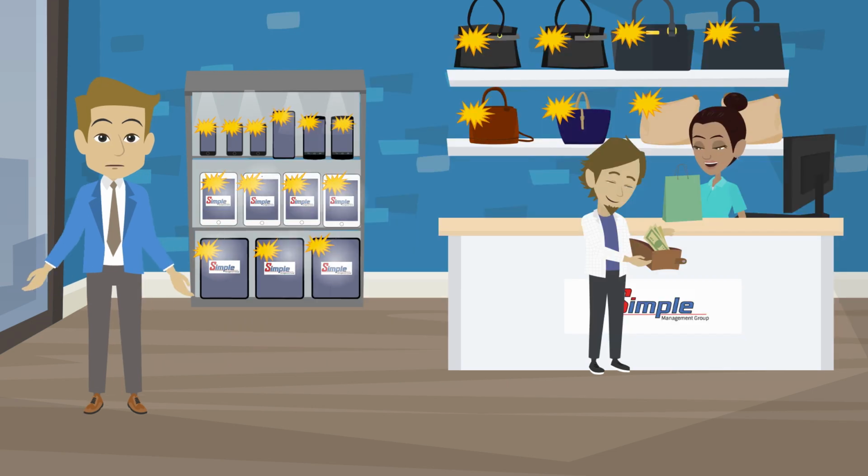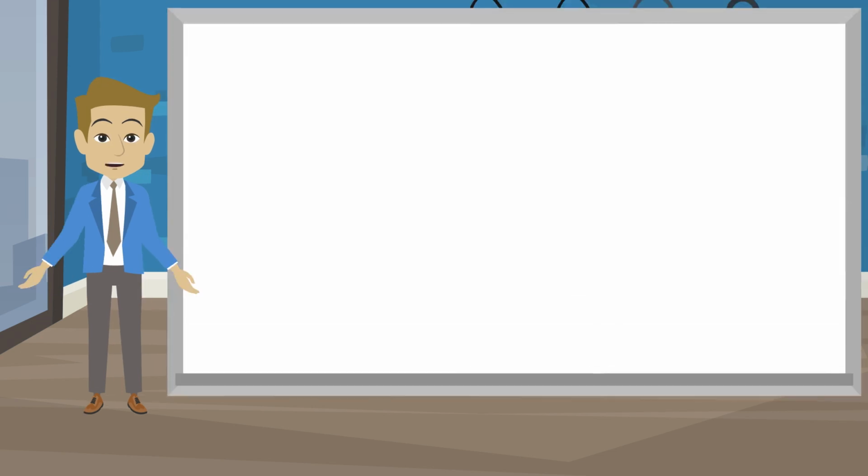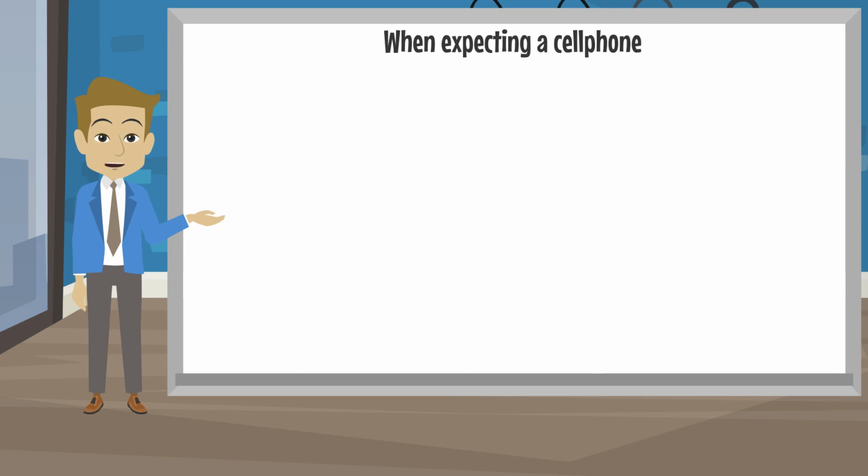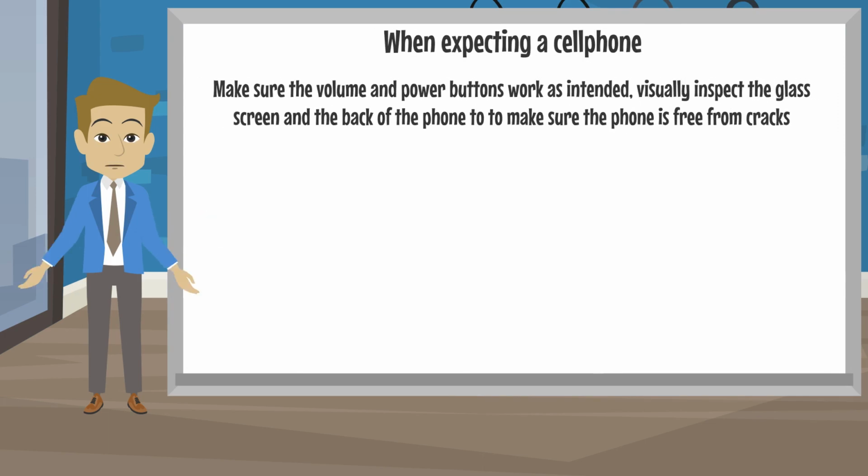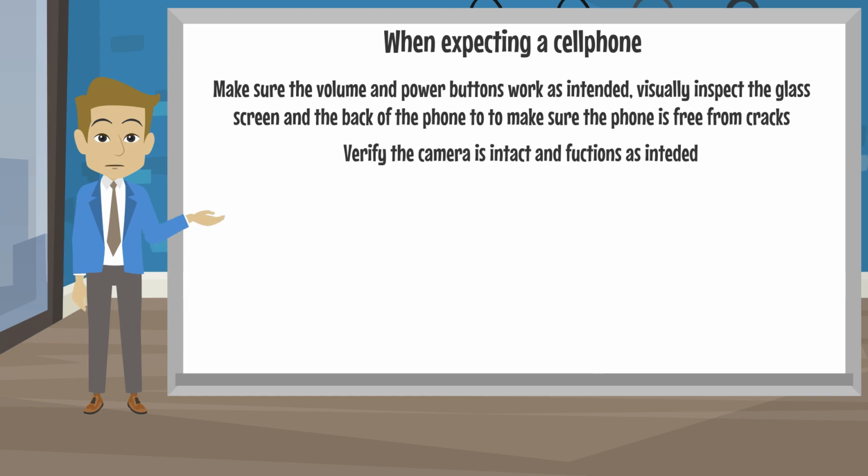Now it's time to physically inspect the phone to assign a value. When inspecting a cell phone, make sure the volume and power buttons work as intended. Visually inspect the glass screen, the back of the phone, which nowadays they're usually made of glass, and all edges to make sure the phone is free from cracks and any deep scratches. Verify that the camera is intact, the camera glass is not cracked, and that the camera functions as intended.